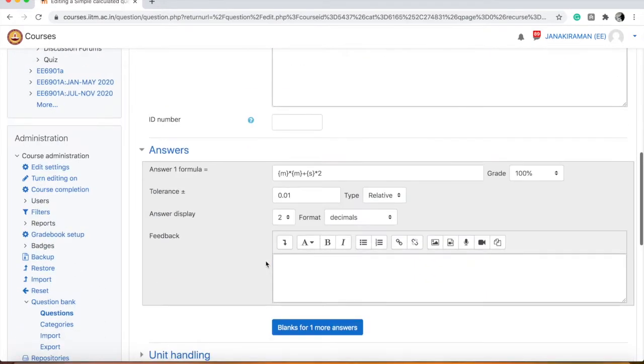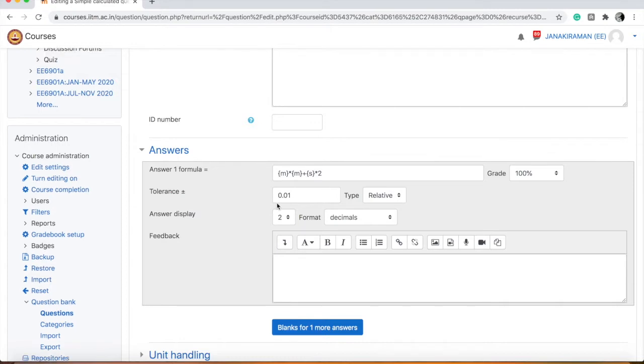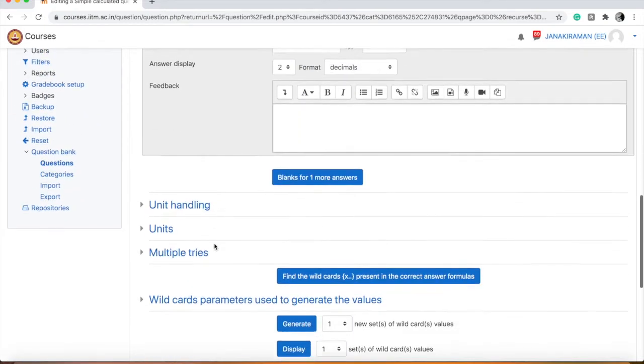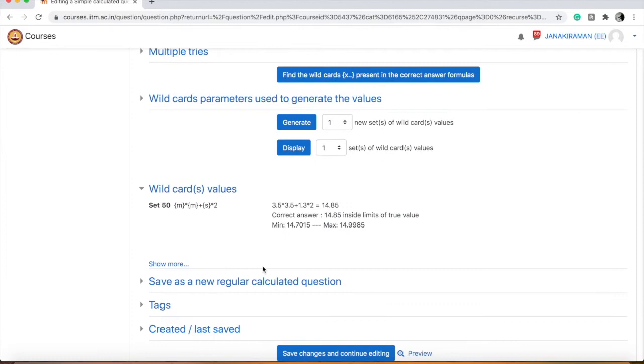Now let me look at the answer. The answer can be expressed in terms of these parameters. So the answer, for example, expectation of X square is just m square plus that variable s into 2. As usual I can create a relative tolerance plus minus, this is like 1%, plus minus 0.01 means 1% error, and of course there's only one correct answer, so this is 100%. Now you see what the wildcard values are.